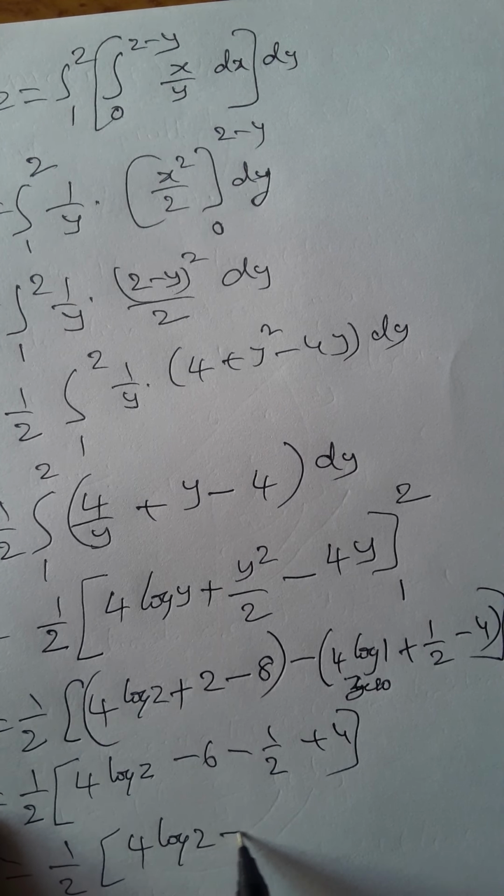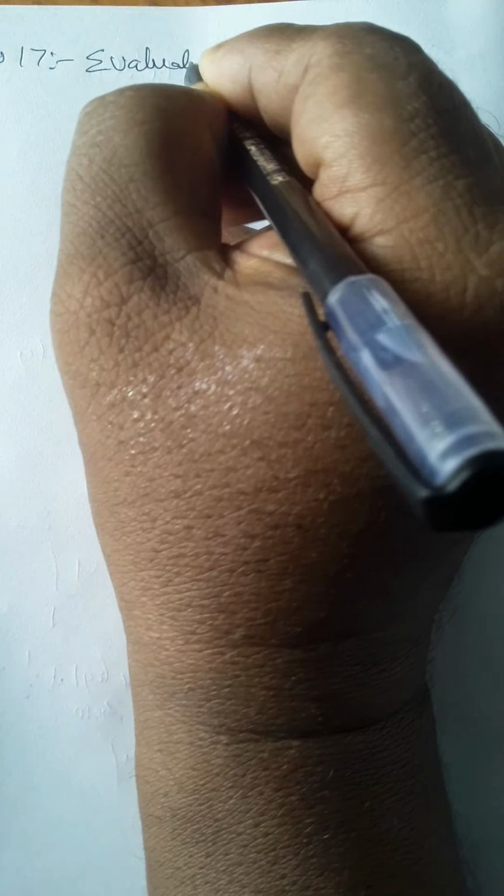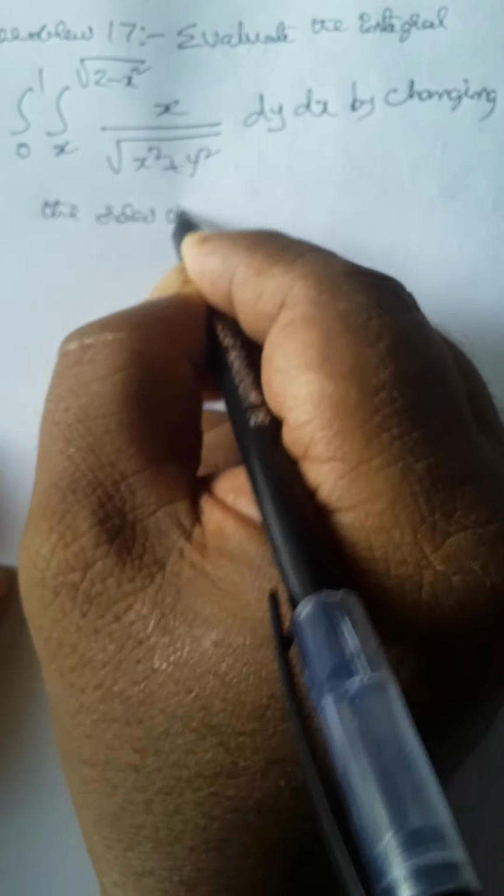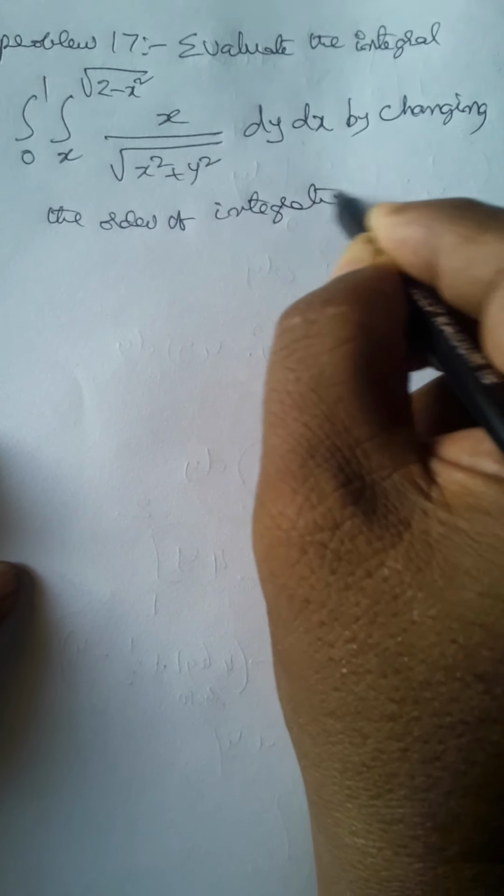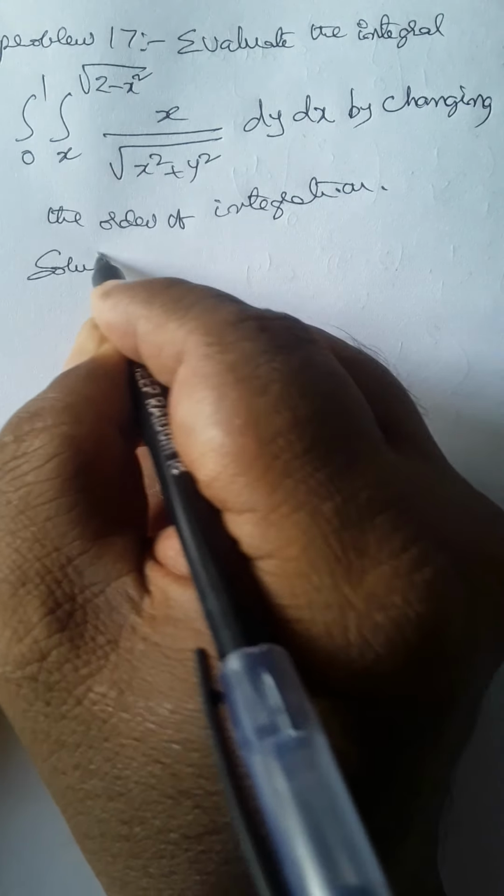Problem 17. Evaluate the integral from 0 to 1, x by root over x square plus y square dy dx, by changing the order of integration. Solution.